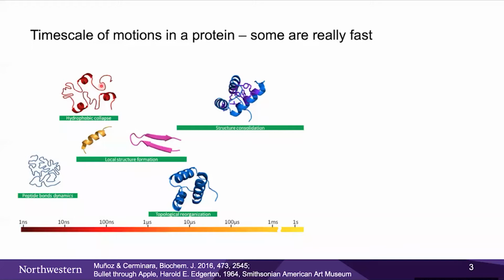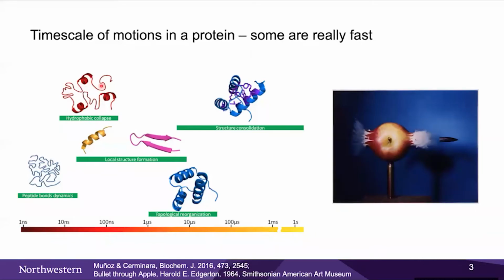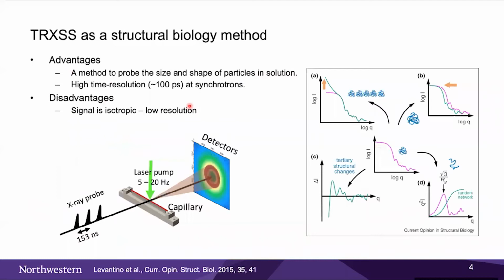And in order to be able to track these with the speed, we have to have a really fast flashlight, as illustrated by this artwork, where a bullet is shot through an apple. If it were not for the really fast flashlight, we would not be able to freeze this in time and see clearly what's going on. So that brings us to why we're here at BioCARS, because we benefit from the time resolution provided by the synchrotron X-rays.